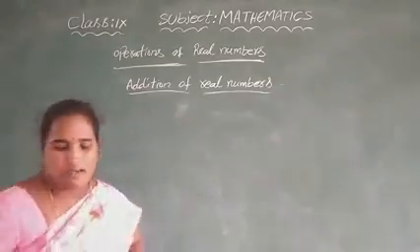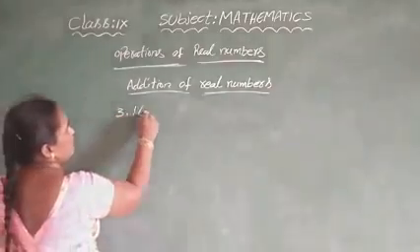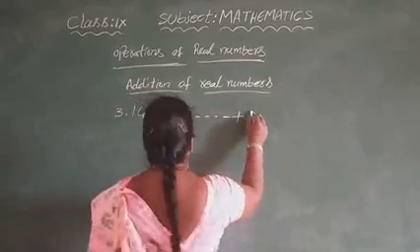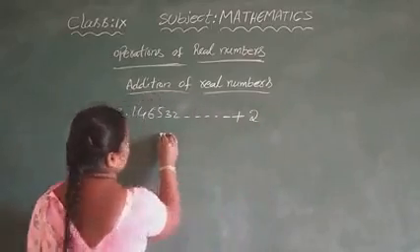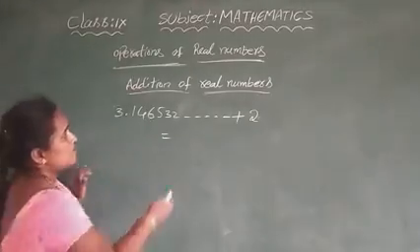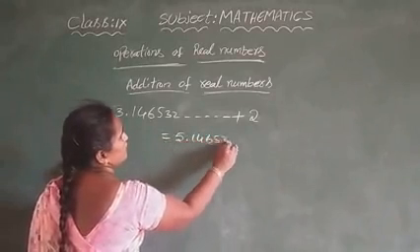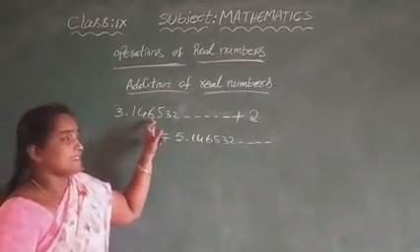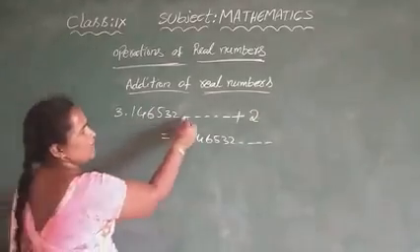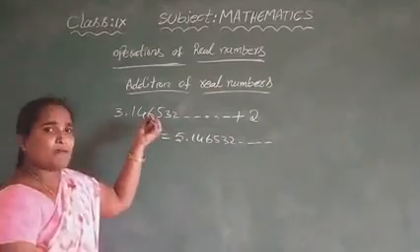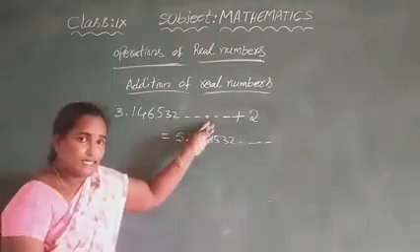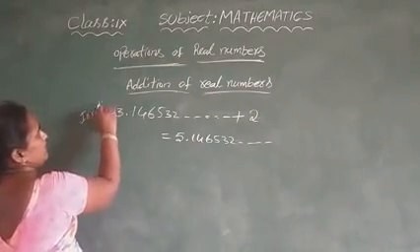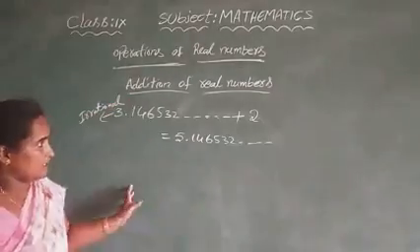Next, you take one irrational number, for example 3.146532 and so on, plus 2. The sum is 5.146532 and so on. It is an irrational number. Is any decimal number here repeating? No. Is it terminating? No. The number is neither terminating nor repeating, so that's why this is an irrational number.